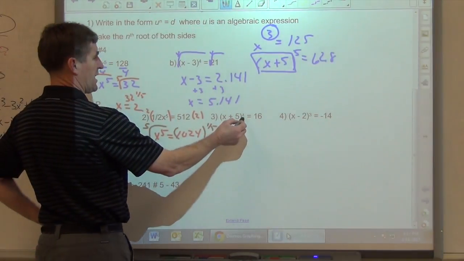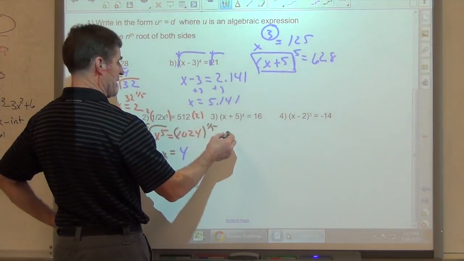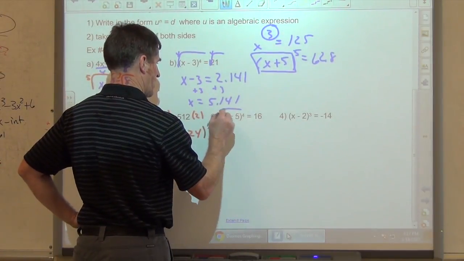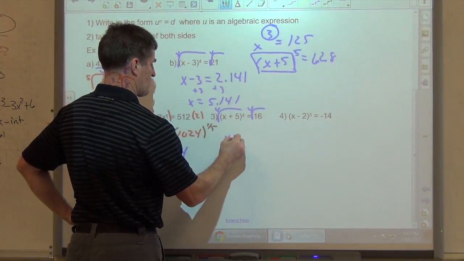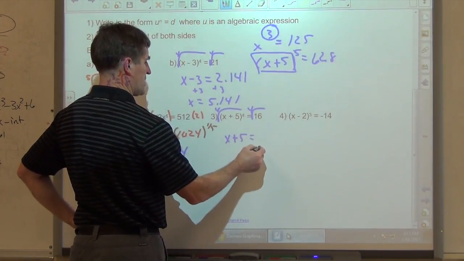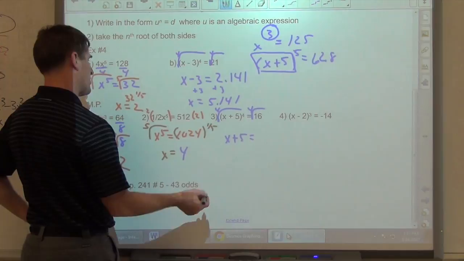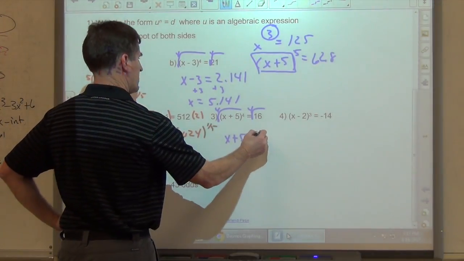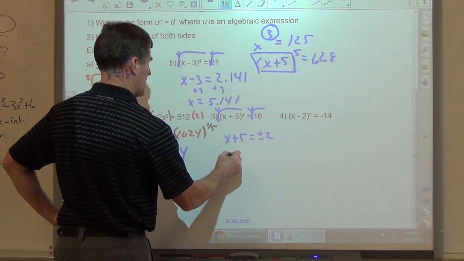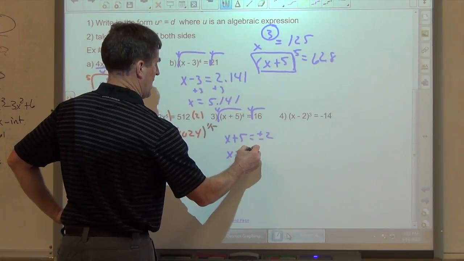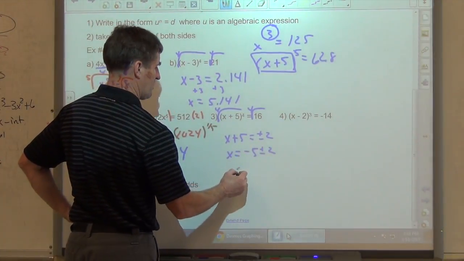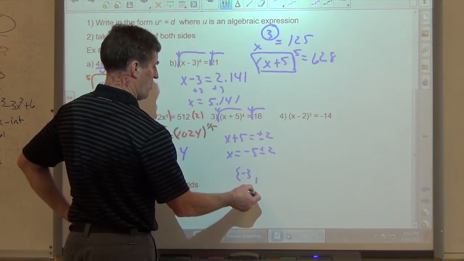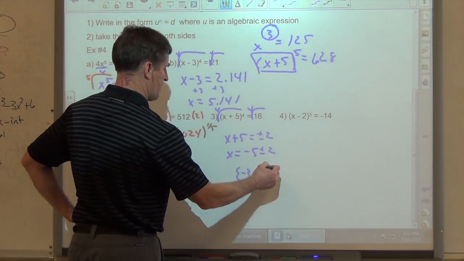And then on this one, again, the 4th power affects the whole thing, so now I do the fourth root of both sides. So I get x plus 5, the fourth root is 16. Now again, it's an even power, so we should be doing plus or minus. And so it'd be x equals negative 5 plus or minus 2. So that would be negative 5 plus 2 would be negative 3, or negative 5 minus 2 would be negative 7.